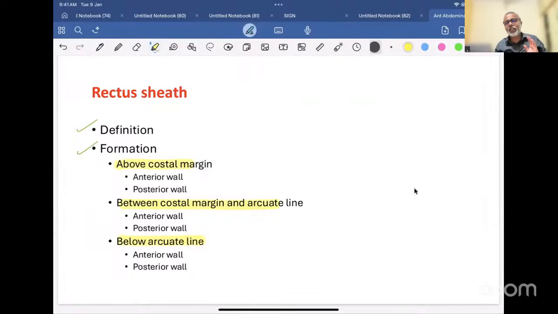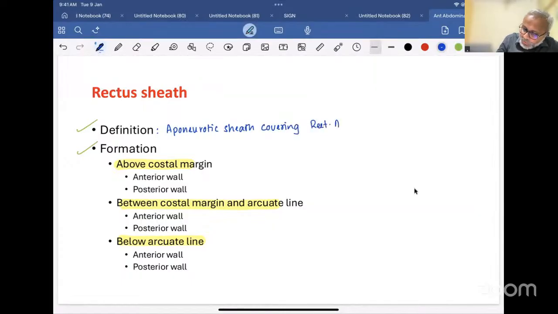First, let's start with definition. What is the definition of rectus sheath? Remember, rectus sheath is an aponeurotic sheath covering two muscles. What are they? One is the rectus abdominis muscle, and the other small muscle it covers is the pyramidalis. So it is a tough aponeurotic sheath which covers the rectus abdominis and the pyramidalis muscle. Are we clear? Then, how is it formed?